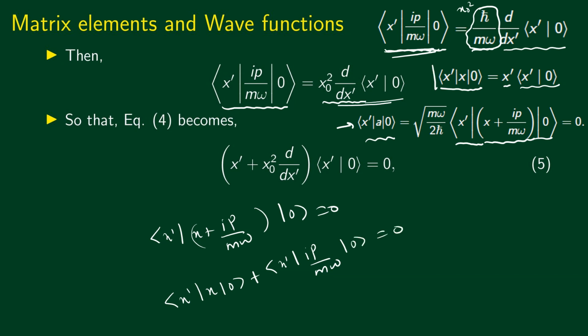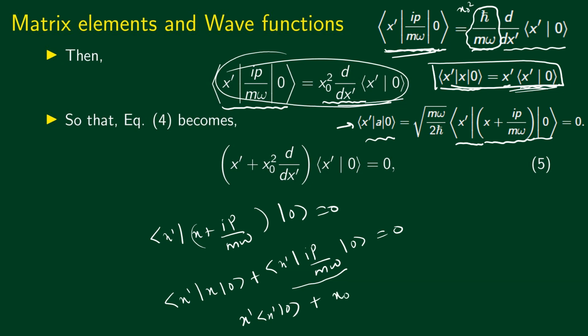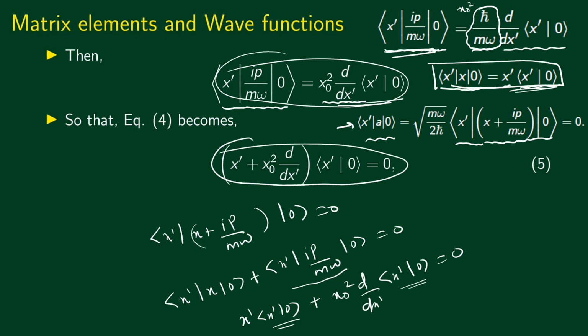Now we make use of these results. Bra x prime x acting on ket 0 is equal to x prime multiplying bra x prime ket 0. So this term becomes x prime multiplying bra x prime ket 0, and from here this term is x0 squared d by dx prime of bra x prime ket 0, equal to 0. Or we can write bra x prime ket 0 as a common term outside, and we get x prime plus x0 squared d by dx prime of bra x prime ket 0 equal to 0.